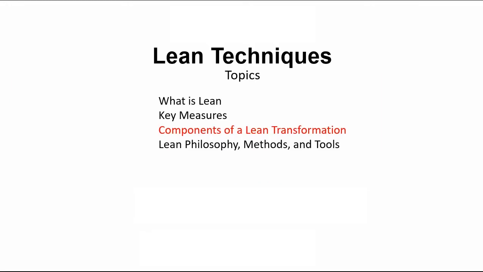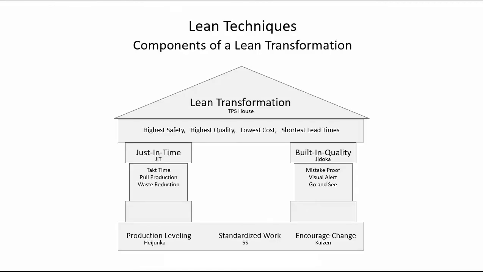An effective lean transformation requires more than simply a collection of lean principles, philosophies, and tools. In this section, we'll be introduced to some of the critical components of a lean transformation. You may have seen this image before. It's the Toyota Production System house. It's a recommended and proven structure that leads to an effective lean transformation.